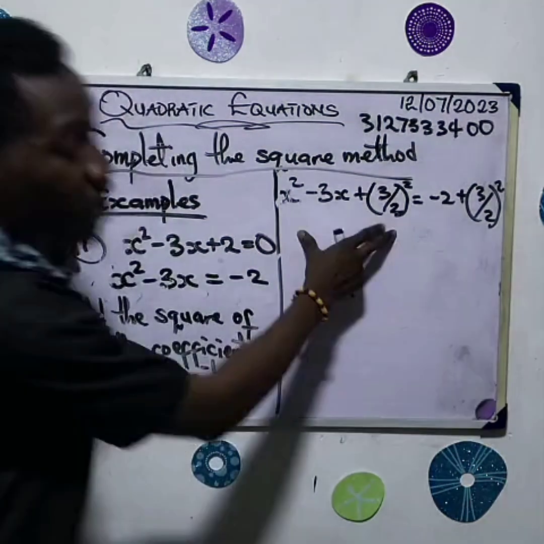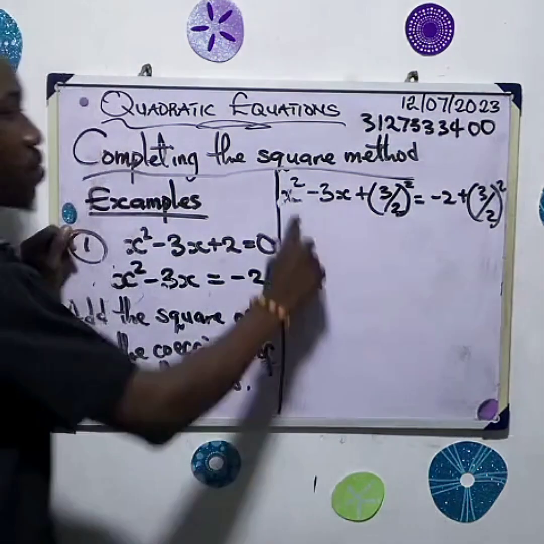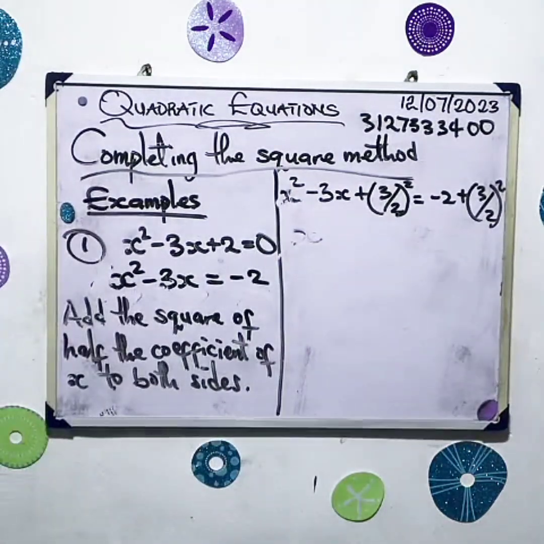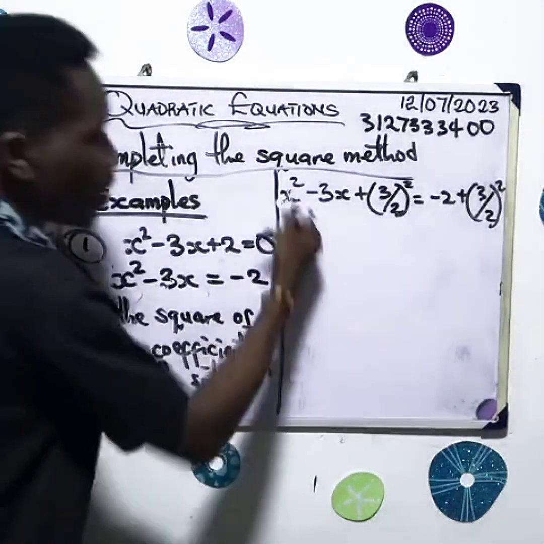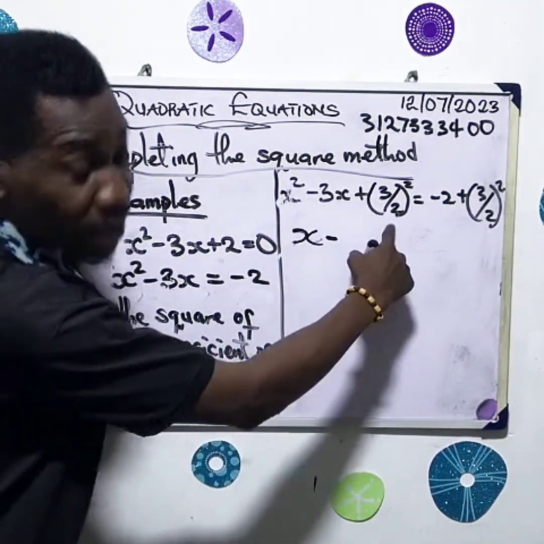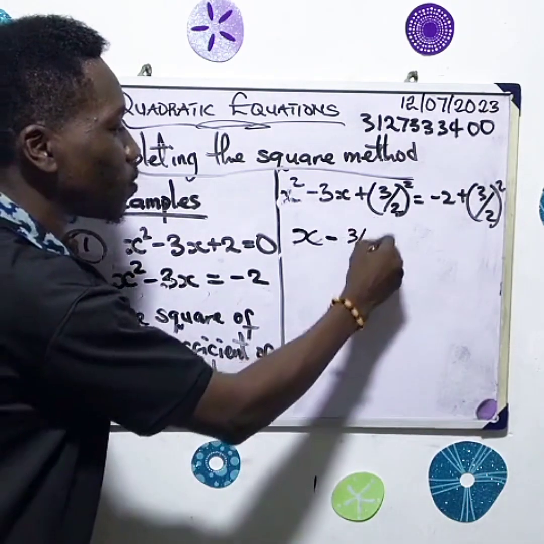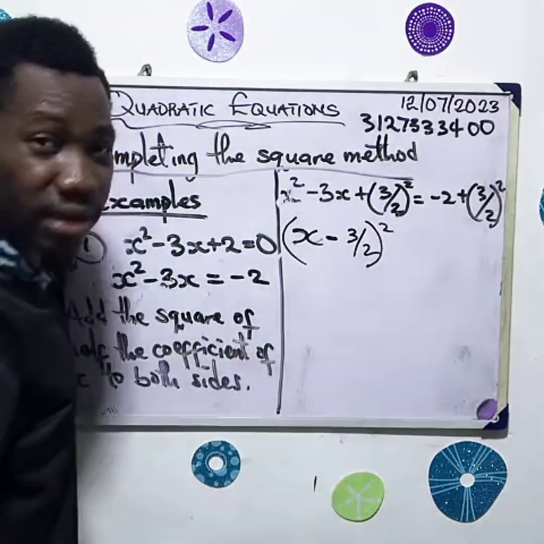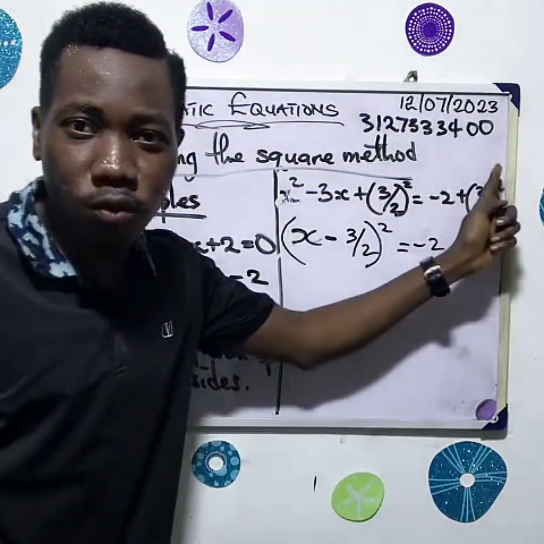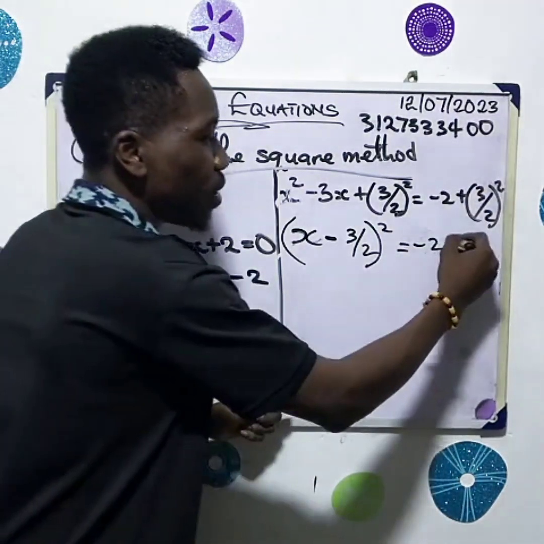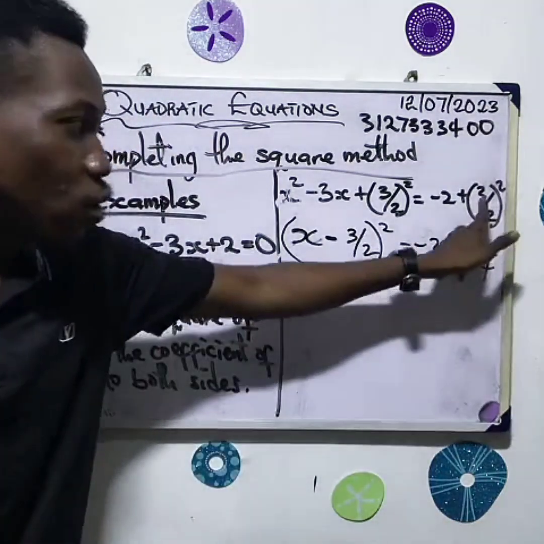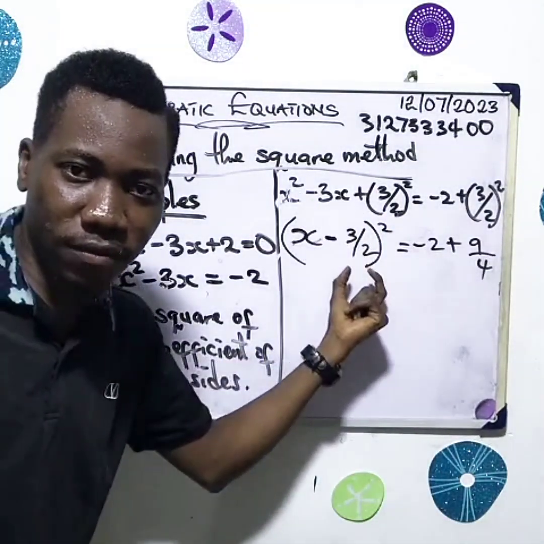Okay, Sunshine. Whenever you get this, what you want to do is to take your x, then the sign after it, which is minus, then your 3 over 2 all squared. That's the next thing. Equals your minus 2. Now what is 3 over 2 all squared? What is 3 squared? 3 squared is 9. What is 2 squared? 2 squared is 4. So this one we are going to solve it out. But this one you will use it, factorize it this way.